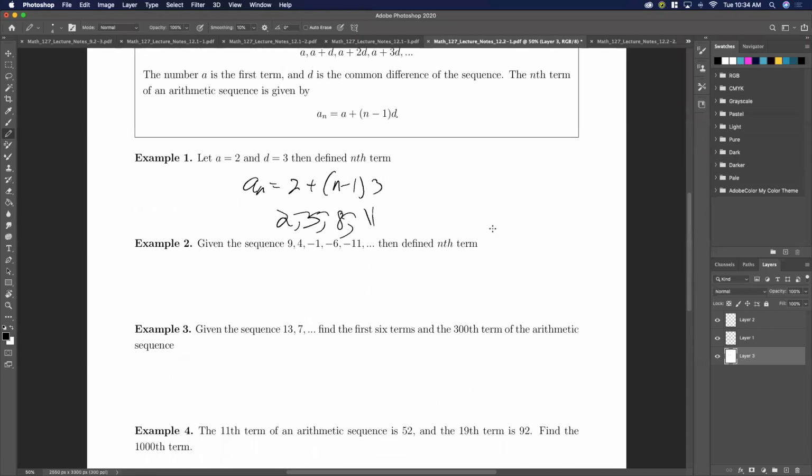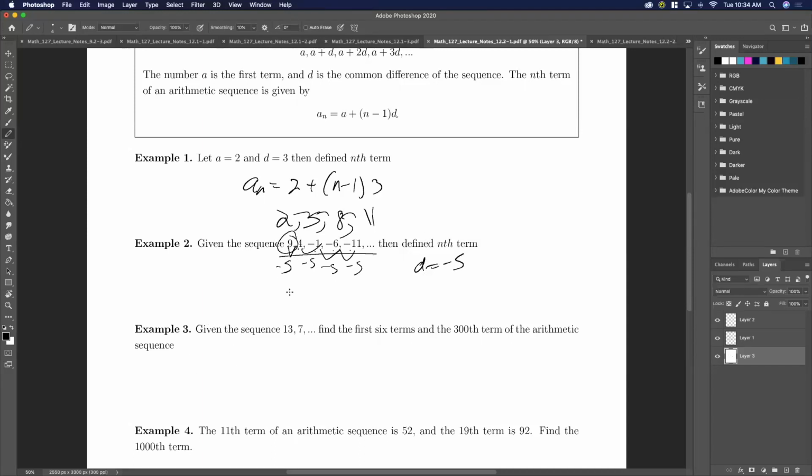And so given the sequence 9, 4, -1, -6, -11, because this is usually what you'll see, you'll just see a sequence of numbers. If you want to find out if it's an arithmetic sequence, just figure out what the difference is between each of the numbers. From here to here, there's a -5 difference. From here to here, it's a -5 difference. Again, -5, and again, -5. And so d here is probably -5.